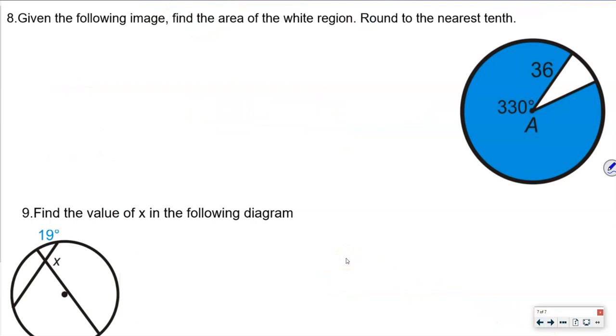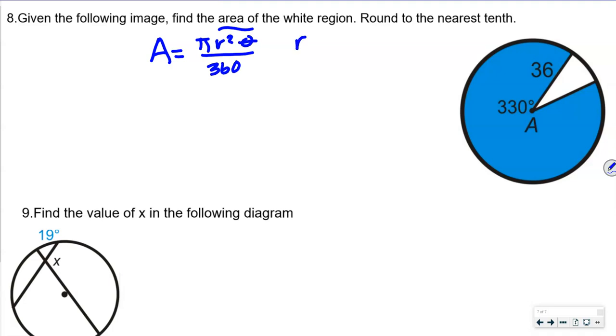So here's our last 2. It says, given the following image, find the area of the white region rounded to the nearest tenth. So it says area, so we're going to use our area formula. So that's pi r squared theta divided by 360. So now we got to figure out what r and theta are, okay?